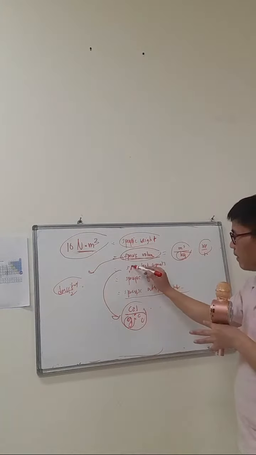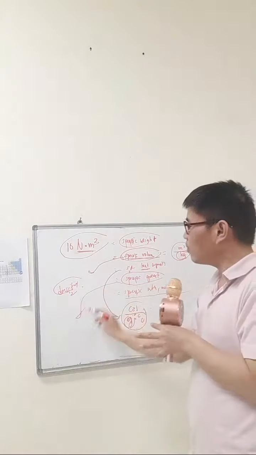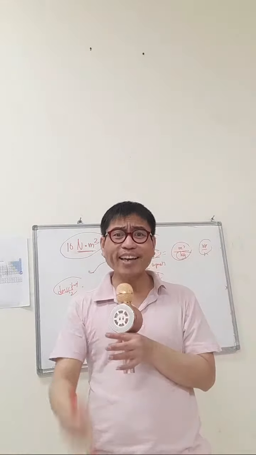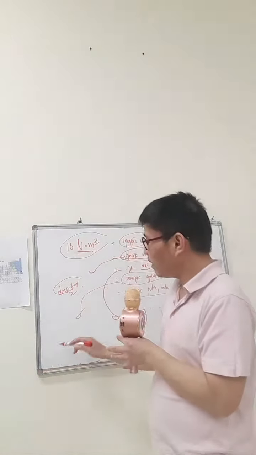Okay, let's go now to specific gravity. Now, can you imagine? Why in the specific gravity is there no unit? I cannot explain because I'm not a scientist. That's only a theory. Specific gravity is unitless.